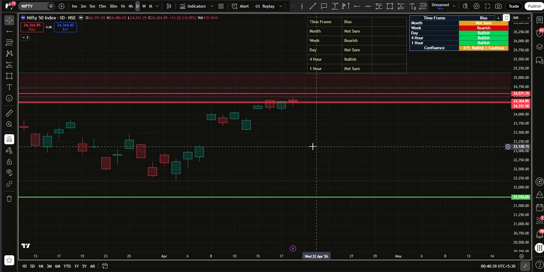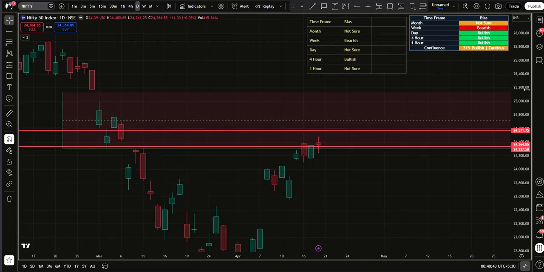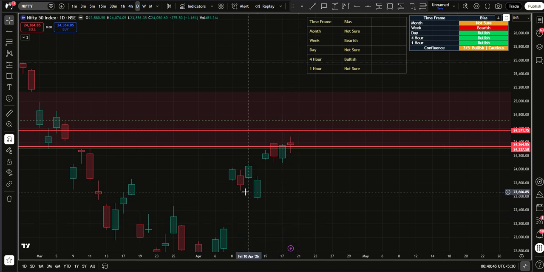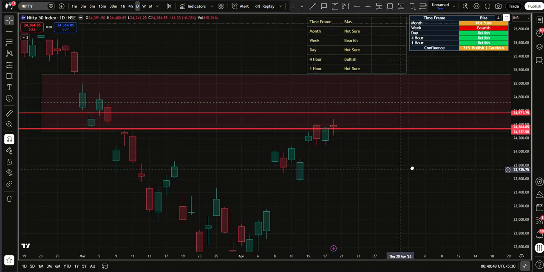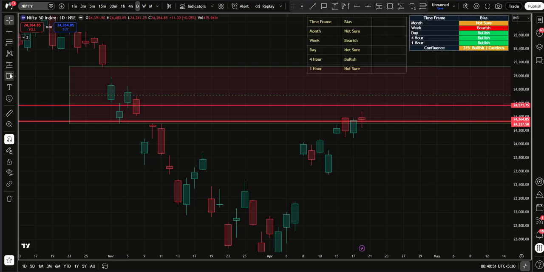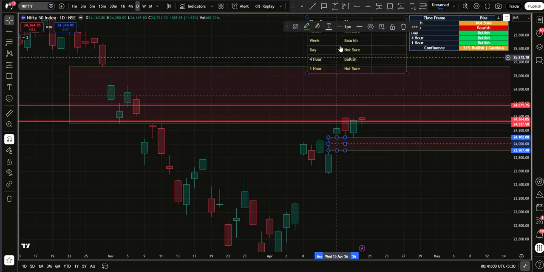daily time frame. On a daily time frame, Nifty is bullish. Why is it bullish? Because this is a swing low and this is a higher swing low. So higher low means bullish, and there's a fair value gap in here. It's a bullish fair value gap.